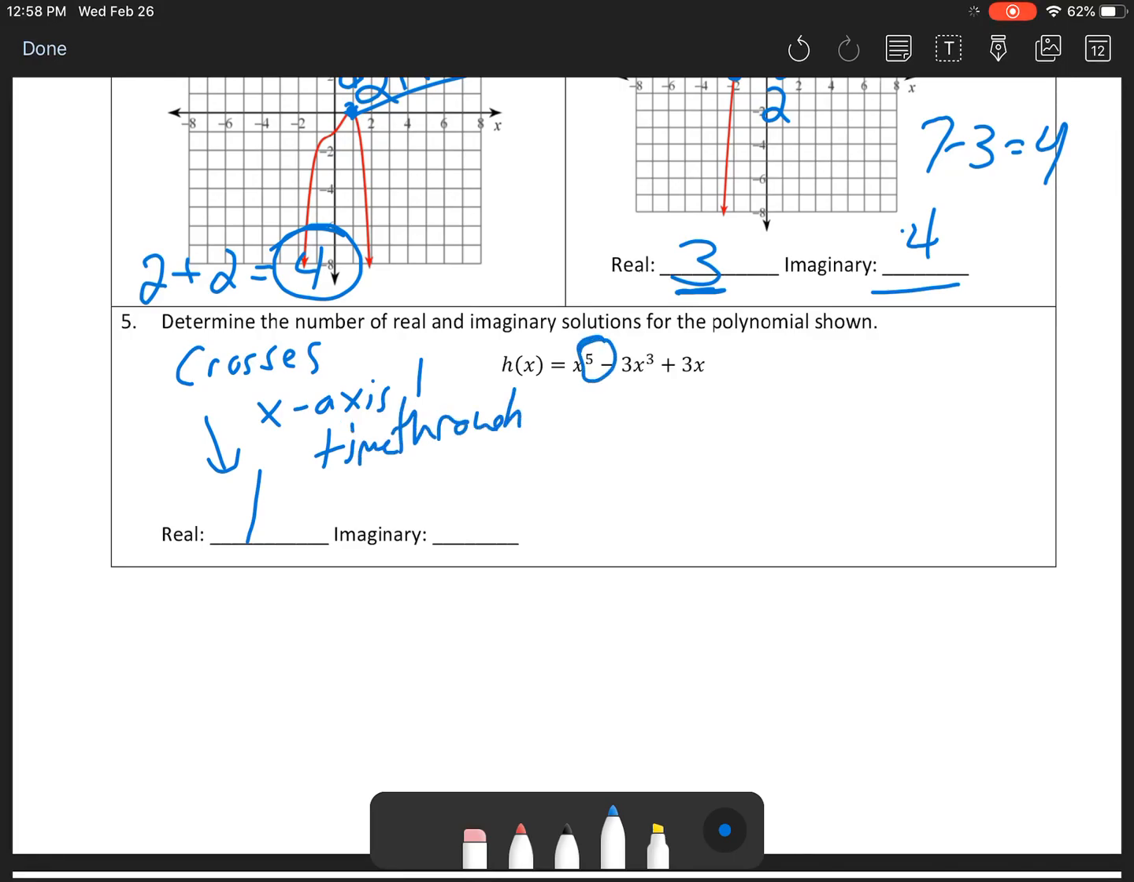I know that my total degree should be 5, so if I have 5 total zeros and I subtract 1, it's actually going to have 4 imaginary. So that's just the first part.